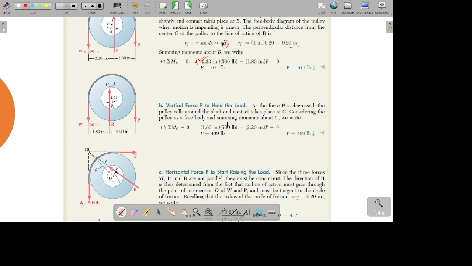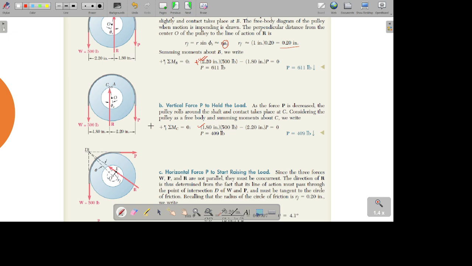So this time, the moment for the 500-pound force: if you try to find the moment for the 500-pound force, we have to multiply it with the distance. So now the distance will be 2 minus 0.20, because you have to subtract 0.20 from 2 inch. Like this is 2 inch, then you have to subtract this much distance, then you will get your required distance. So that is why you can see 1.80 over here.